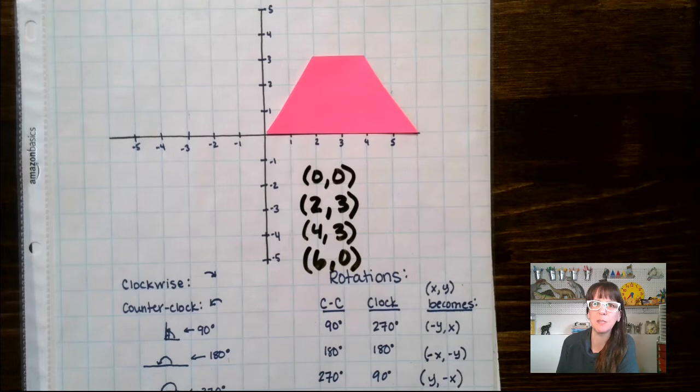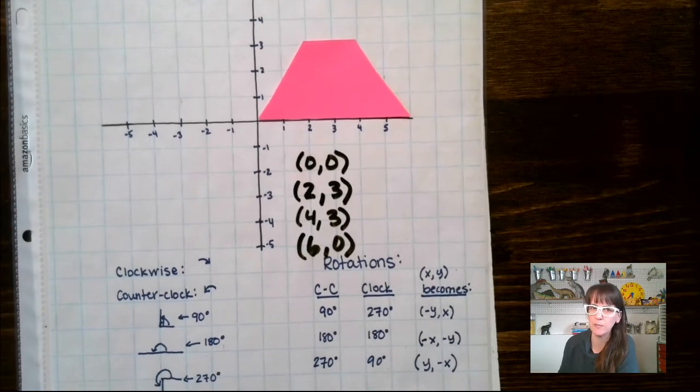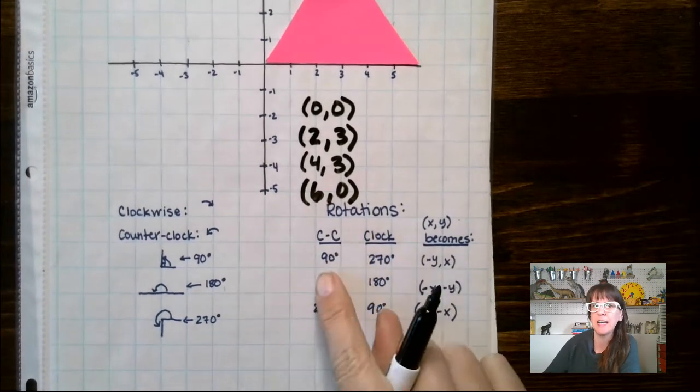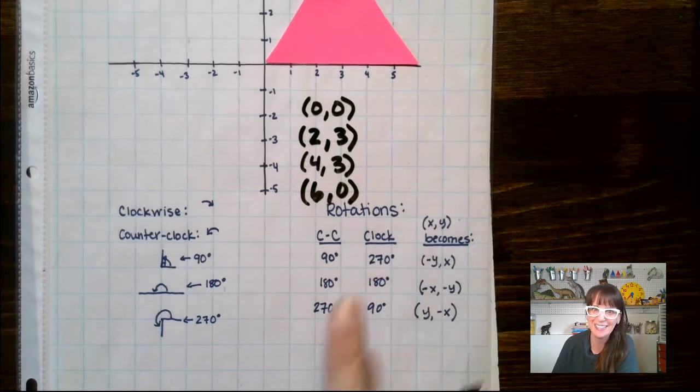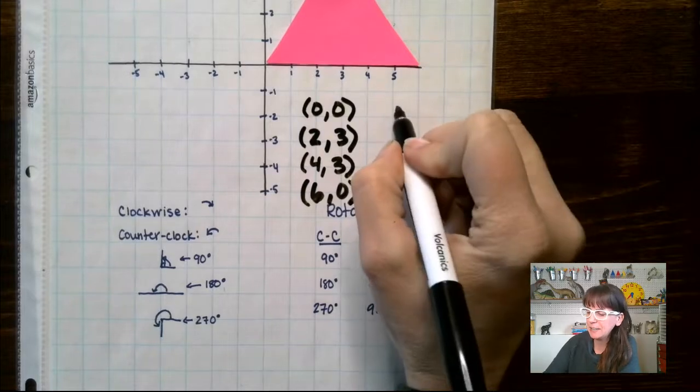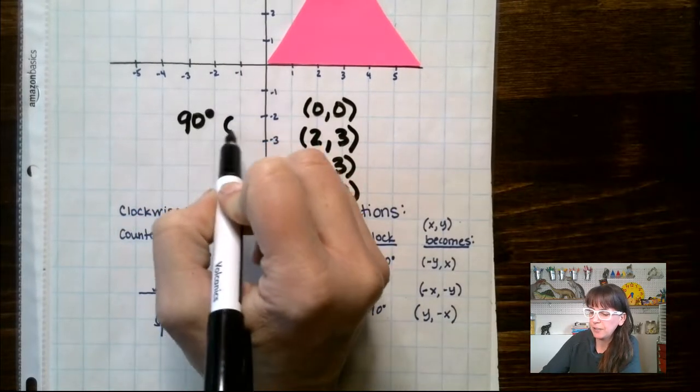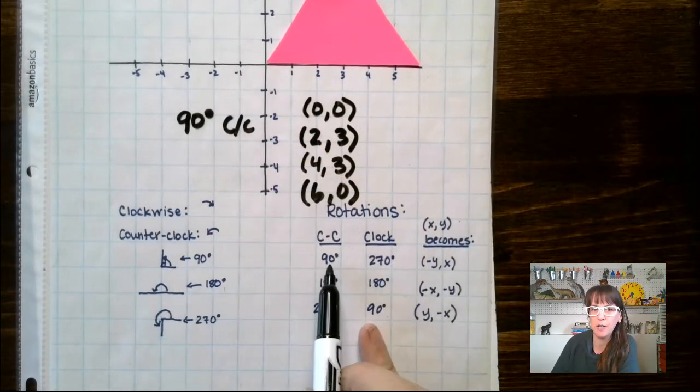Counterclockwise seems to be the most common one. I don't see clockwise very often. But if you do, you'll notice 90 degrees counterclockwise is just 270 clockwise. So we're going to do 90 degrees counterclockwise. So we come over here counterclockwise 90 degrees.